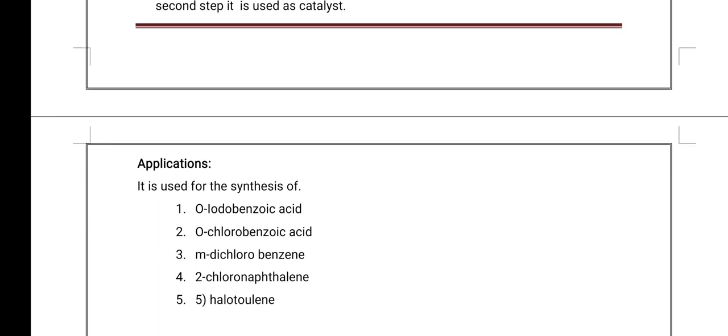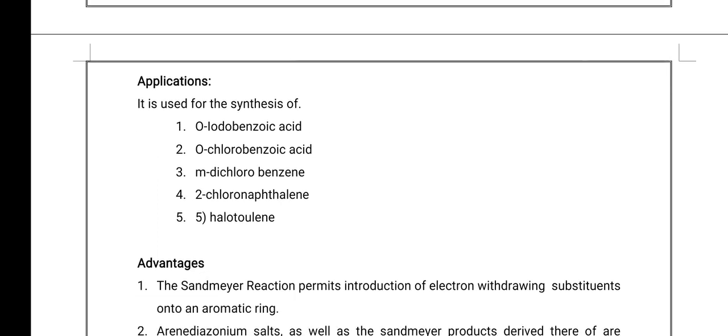Now the applications of this synthesis: o-iodobenzoic acid, o-chlorobenzoic acid, m-dichlorobenzoic acid, 2-chloronaphthalene, and halotoluene. These are the 5 compounds that we can synthesize by using the Sandmeyer reaction.